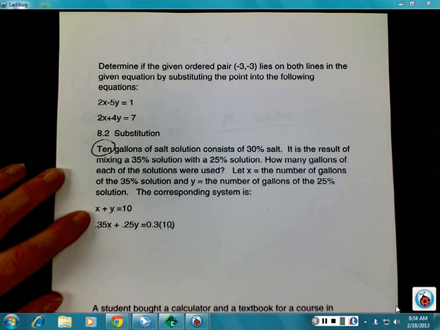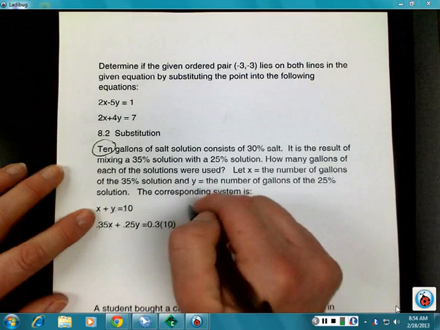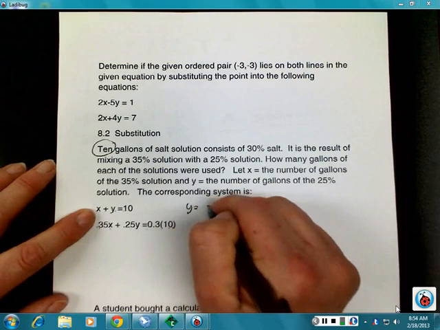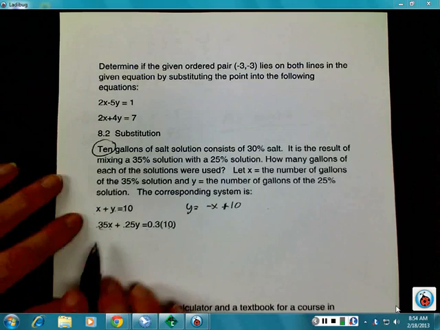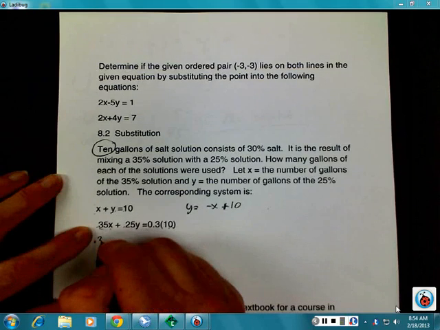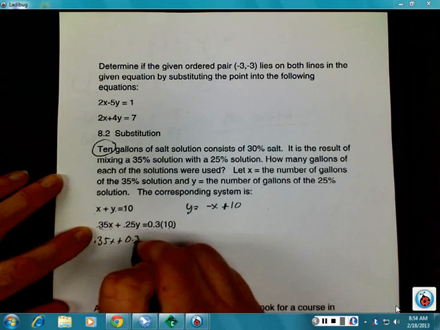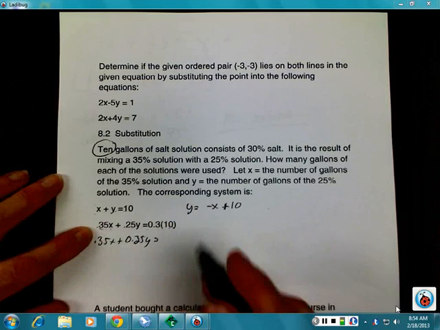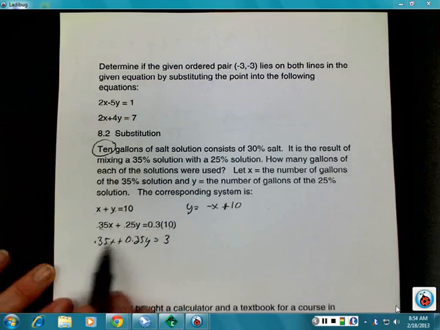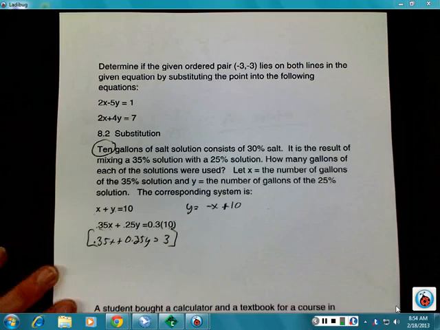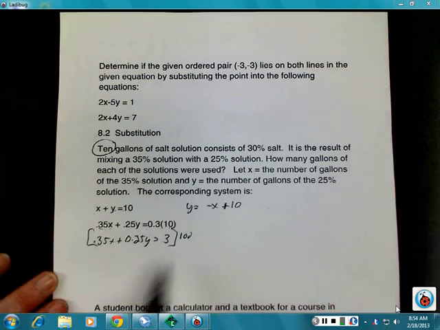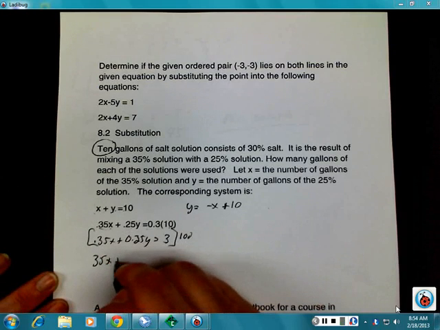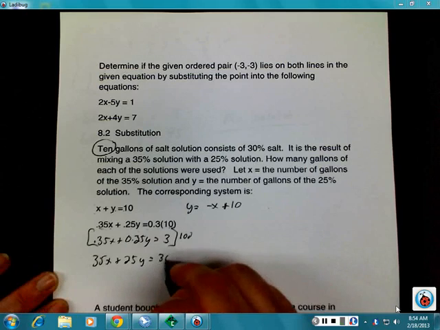Any preference? No preference? All right, well, let's shoot for y, yeah, we'll solve for y. So y is going to equal a negative x plus 10. All I did was move x to the opposite side. To get rid of all this decimal stuff, 10 times that 3 leaves me with a 3, but I still have decimals in here, so this time around I want to multiply by 100 because they're in the hundredths position. So I get 35x plus 25y is equal to 300.